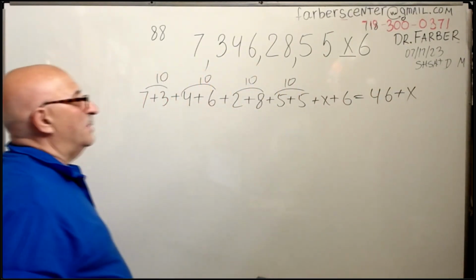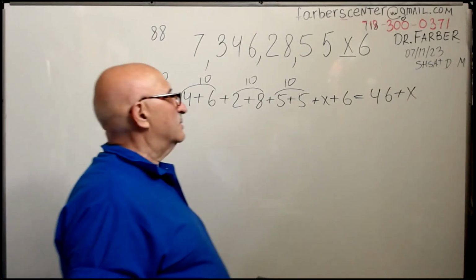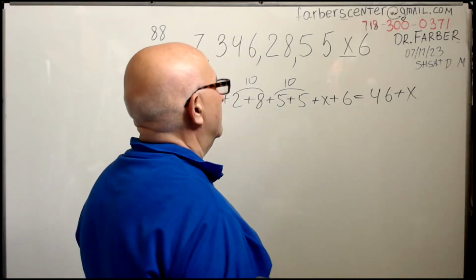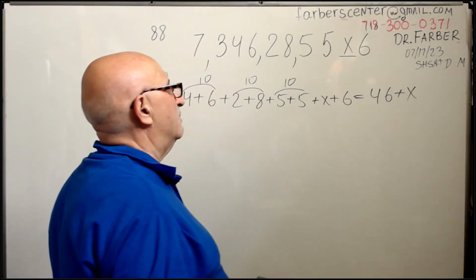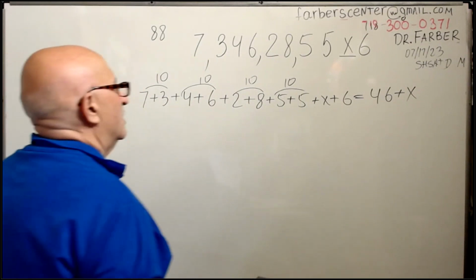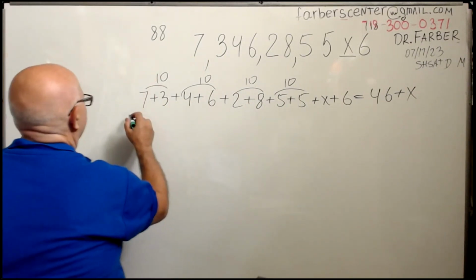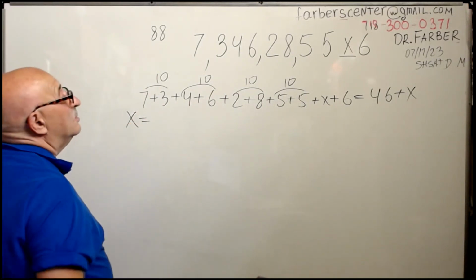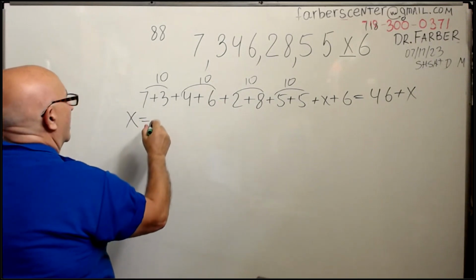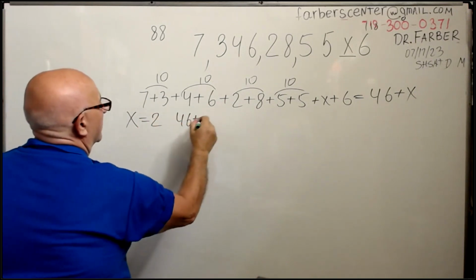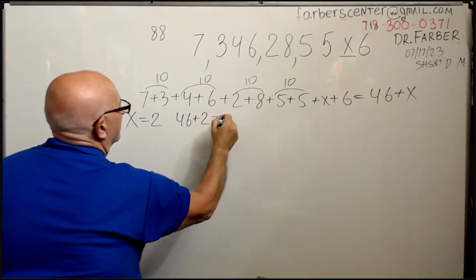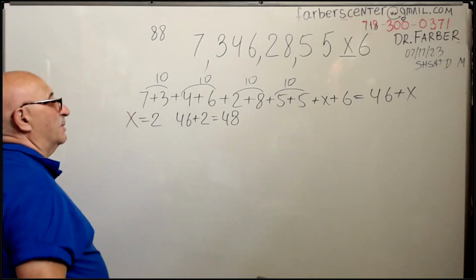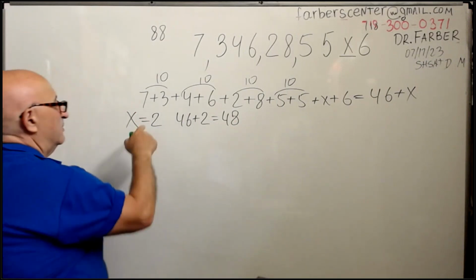Again, divisibility rule by 3. If the total of the digits is divisible by 3, the number is divisible by 3. Now, x equals 1 does not work because 47 is not divisible by 3. Let's try different options. When x equals 2, it would be 46 plus 2, which is 48. Again, 4 plus 8 is 12. 12 is divisible by 3, so the number is divisible by 3. This is the first candidate.